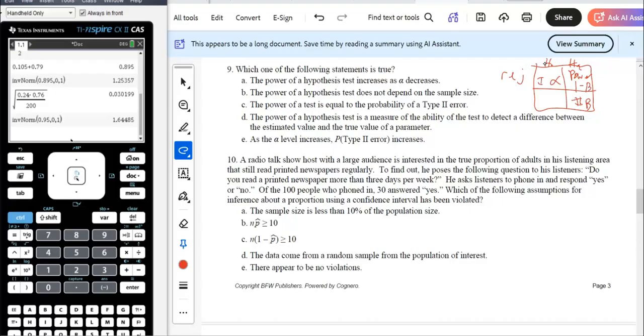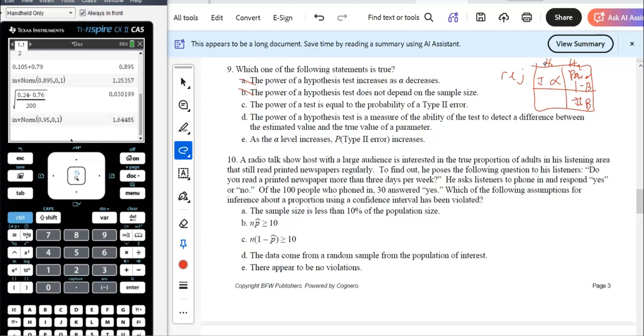So the power of a test increases as alpha decreases. If alpha goes down, that means type 1 goes down, type 2 is going to go up, which means power is going to go down because it's 1 minus beta. Now, power and alpha are directly varying together, they go in the same direction. So that's definitely not it. The power of a test does not depend on the sample size. Well, if you increase the sample size, you increase the power. So I don't think that's true.